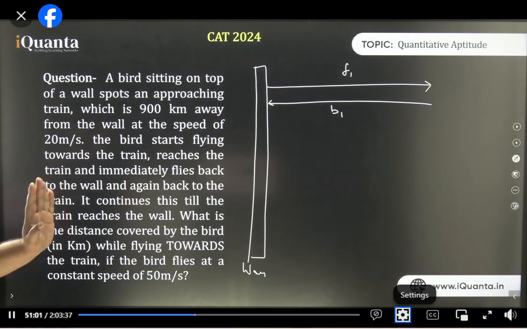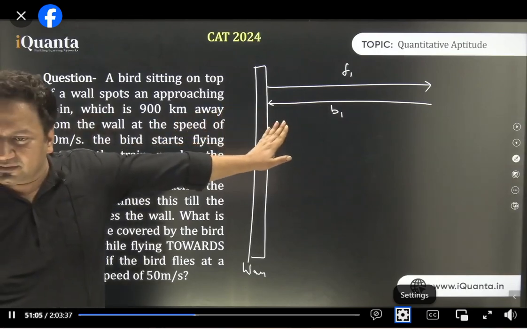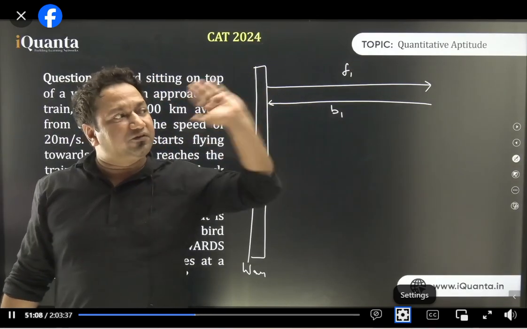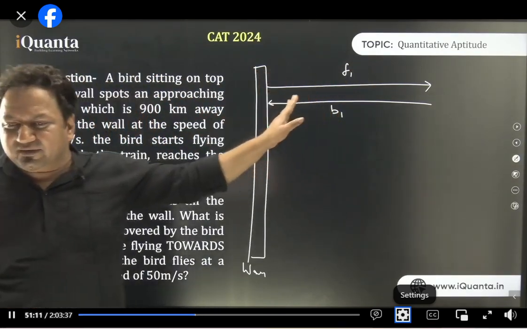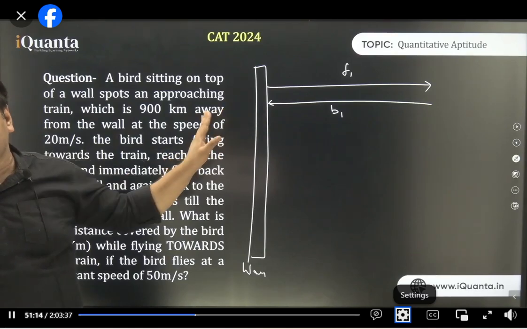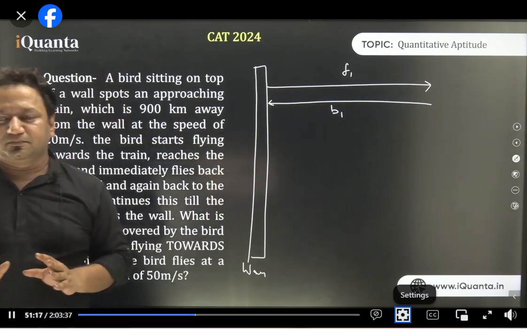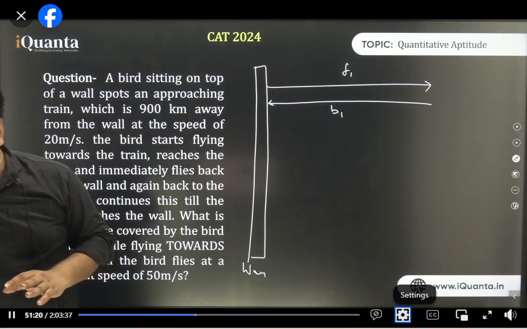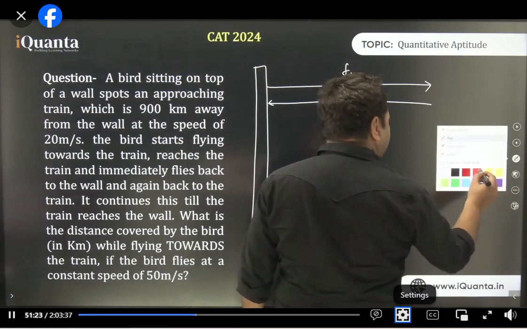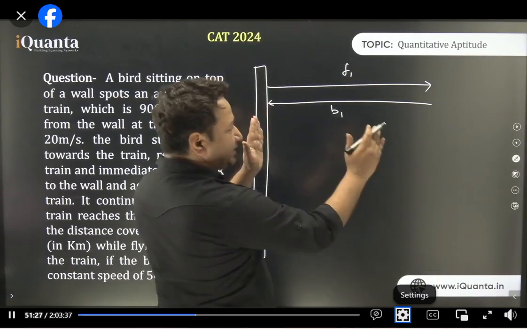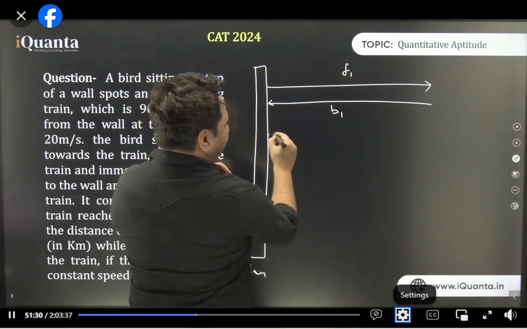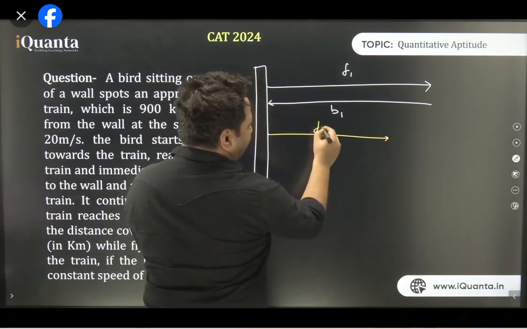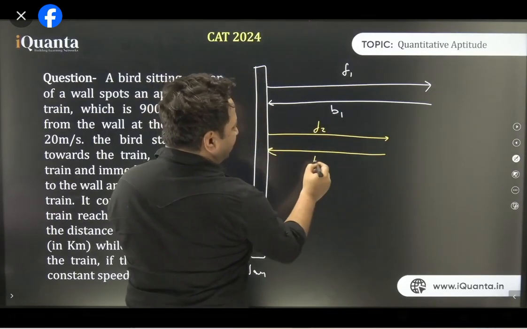Tathagat, wait, it'll be clear now. F1 is the first forward distance in the first flight, and B1 is the first backward distance. Is that clear, everyone? After that, the bird flies again. By the way, when the bird flies again, the train must also have moved towards the wall. So let's say the bird has moved till here. This will be F2, forward 2, and this will be B2, that is backward 2.